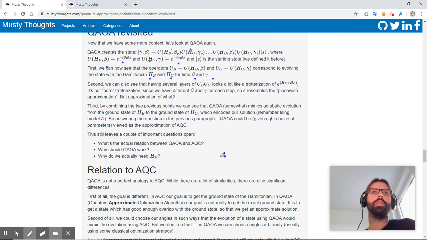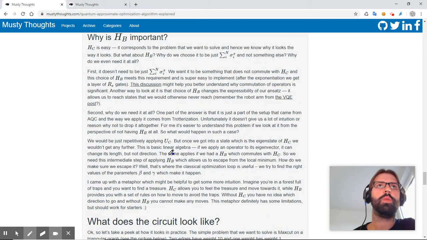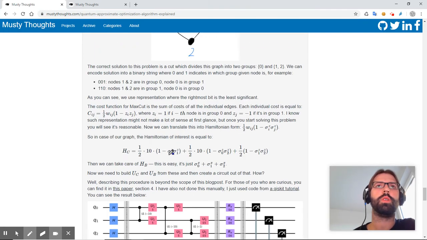I think okay, so it looks like Trotterization combined two previous points. So here it somewhat mimics adiabatic evolution from the ground state to the ground state of HC, which encodes our solution. Remember Ising models. So the question in the previous paragraph could be answered: the choice of parameters is viewed as an approximation of AQC. Okay. So the relation is important, and what the circuit looks like.